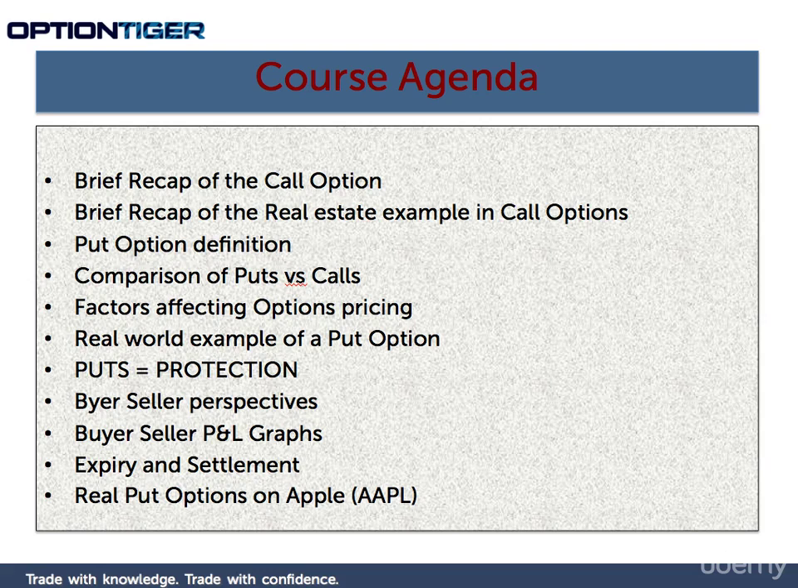And then, of course, just like we did for the call options course, we're going to look at the buyer-seller perspectives. We're going to look at their profit and loss diagrams, as well as their risk graphs. We'll look at the buyer separately and the seller separately and understand how these two parties are alike in many ways and different in many other ways. Then we'll look at the expiry and settlement procedures, which is again the same as we covered in call options. And then in section 2, we're going to go into the Thinkorswim platform.